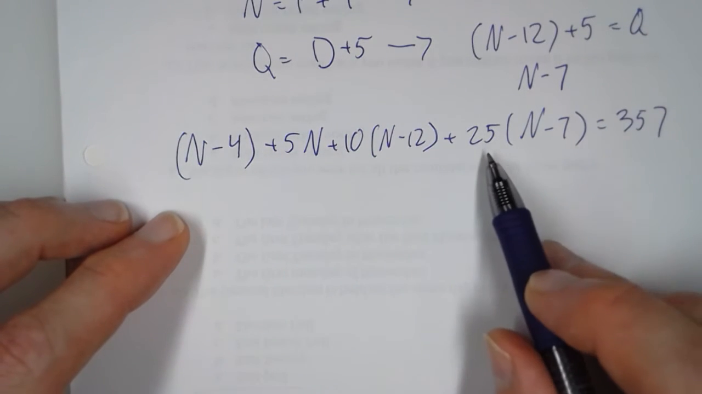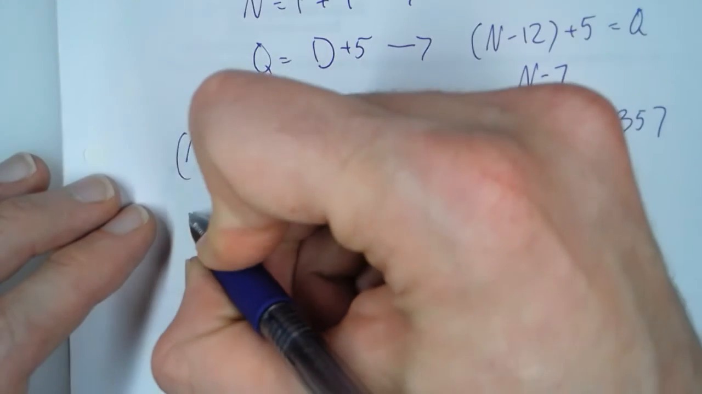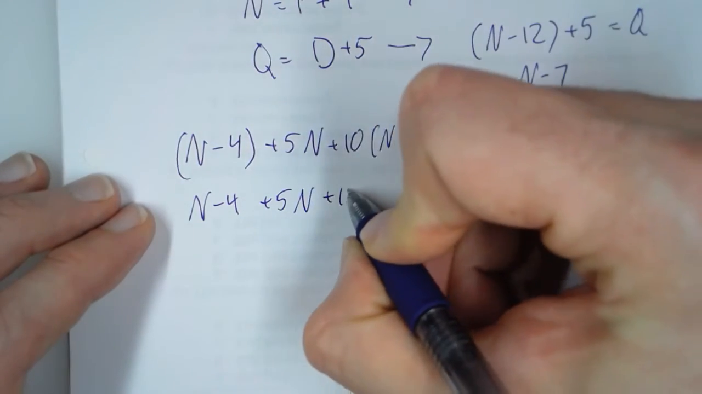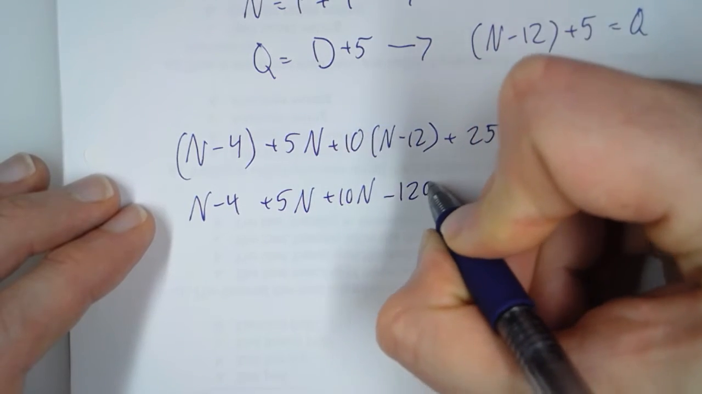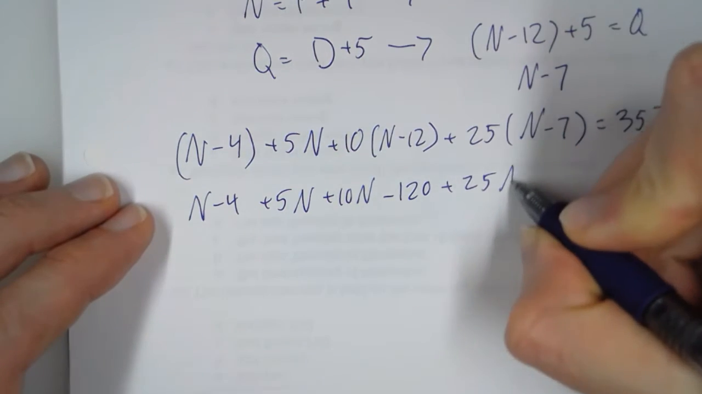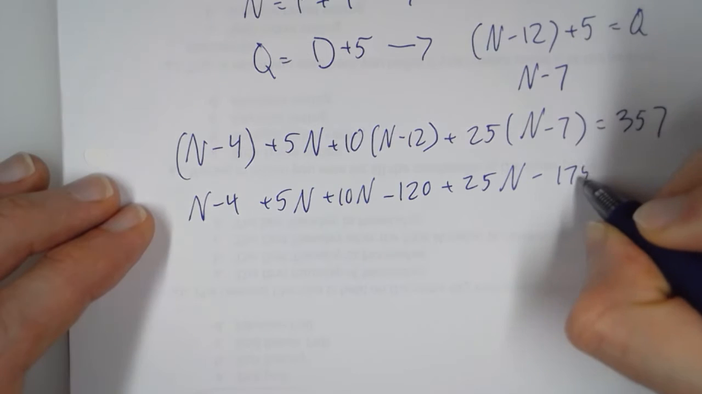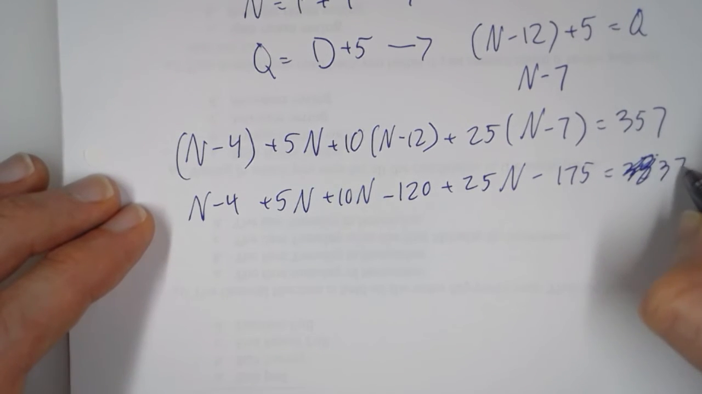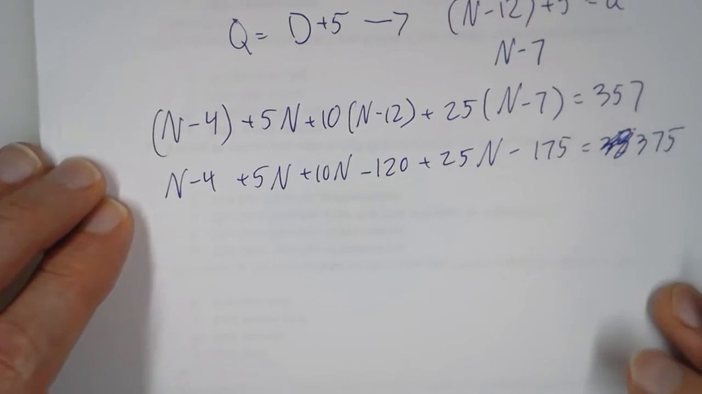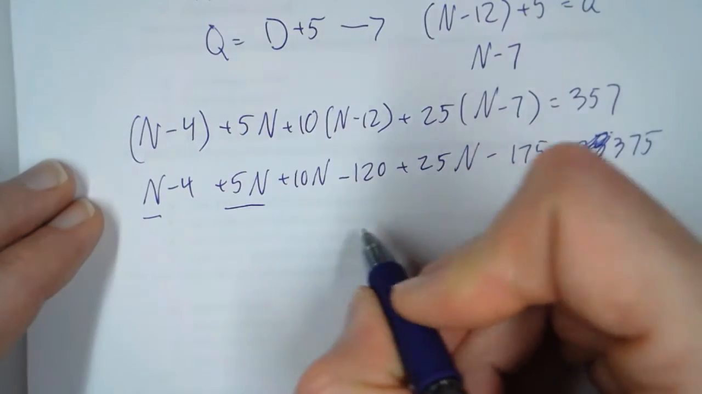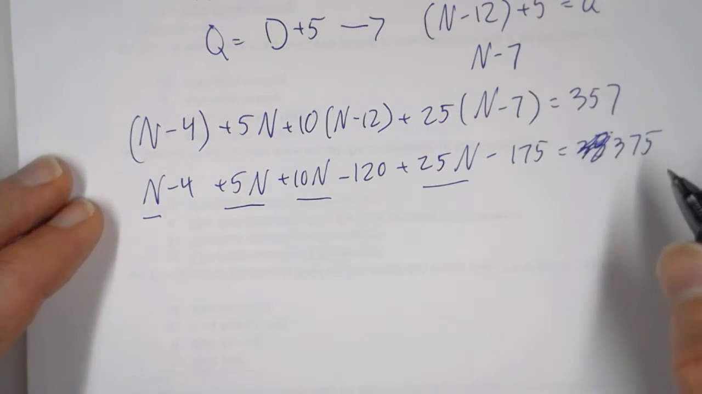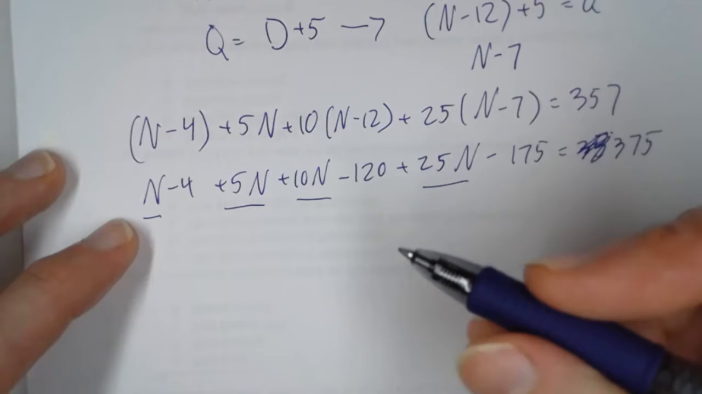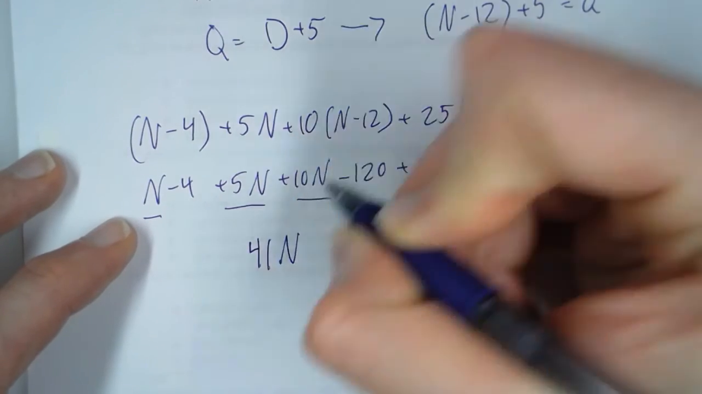First thing we have to do, we have to distribute in the 10 and the 25. So n minus 4 plus 5n plus 10n minus 120 plus 25n minus 175 equals 357. Now we have to combine like terms. We have n, 5n, 10n, and 25n. So 25 and 10 is 35, plus 5 is 40, plus 1 more n is 41n.